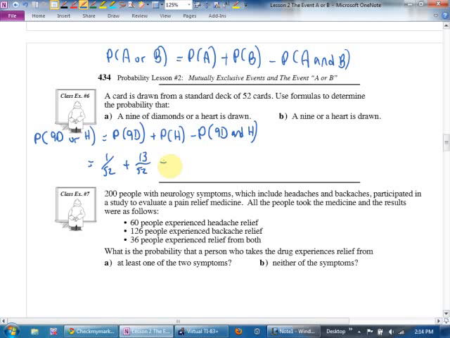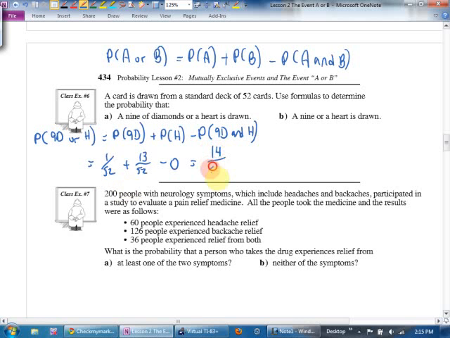And this is why I said don't reduce fractions, because technically this is one quarter. But if I had reduced this, don't they have a common denominator already built in if I don't reduce? In fact, what is 1 over 52 plus 13 over 52? In your head with no calculator, 14 out of 52. Good enough.